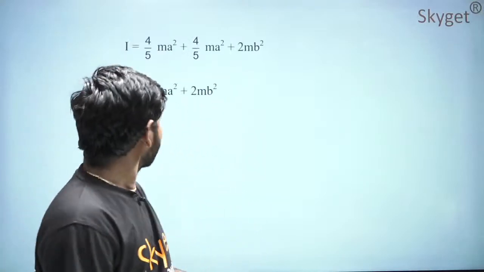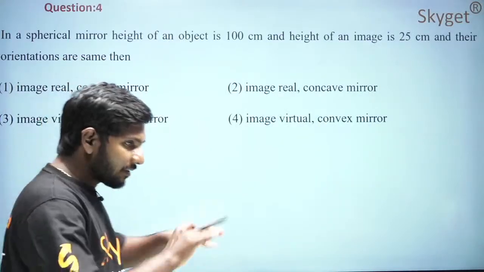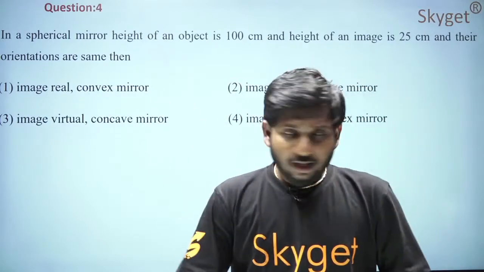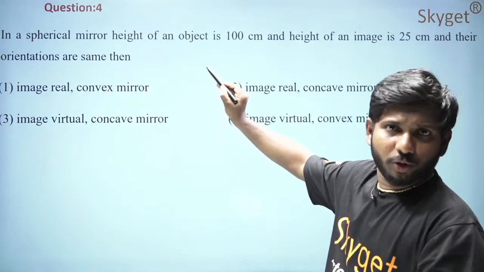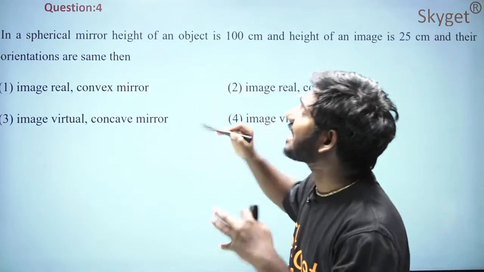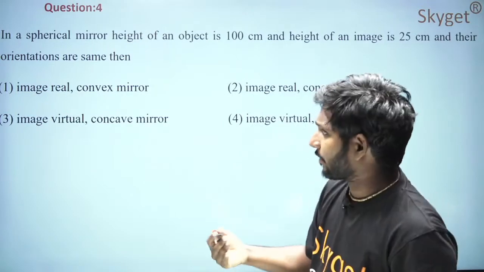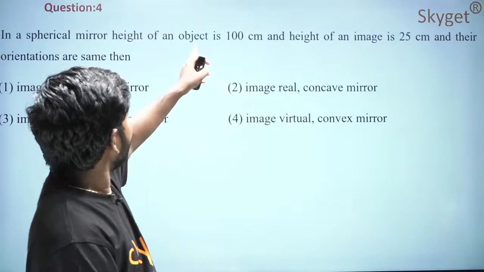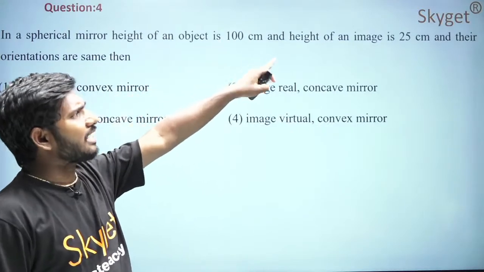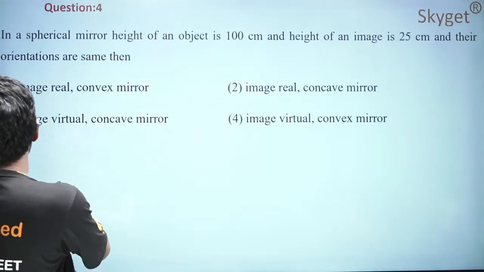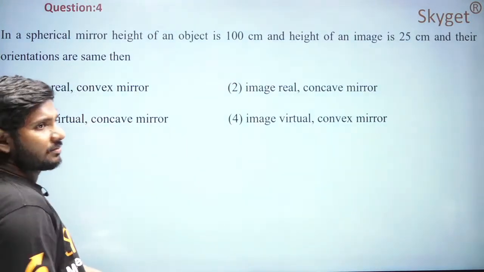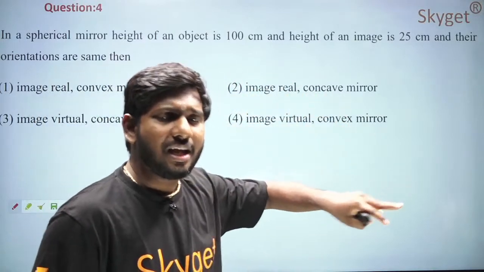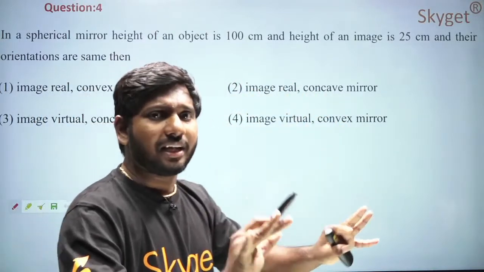So now, this is also a very easy question, I would say, students. In a spherical mirror, he has given that it is a mirror and he is asking which mirror it is. It may be concave or convex, but what is the fundamental point here? The question says the object is 100 centimeters, the height of the image is 25 centimeters, and their orientations are the same. That means the image is erect, not inverted.